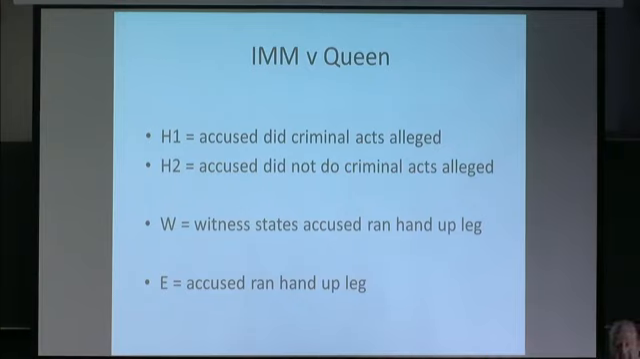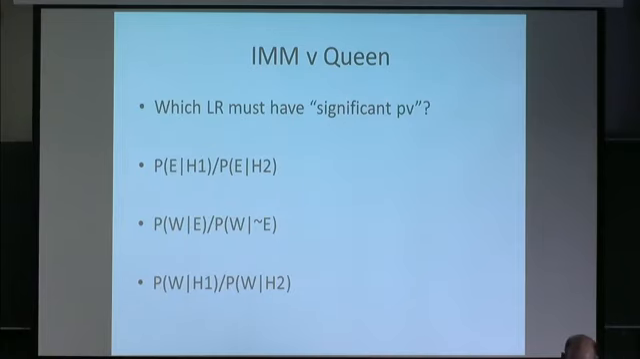W is a witness statement: the person standing in the witness box stating he ran his hand up my leg. And E, which normally stands for evidence, is the proposition that the accused ran his hand up her leg. Now, if you think about that, you just realize that there's actually three likelihood ratios of potential interest.